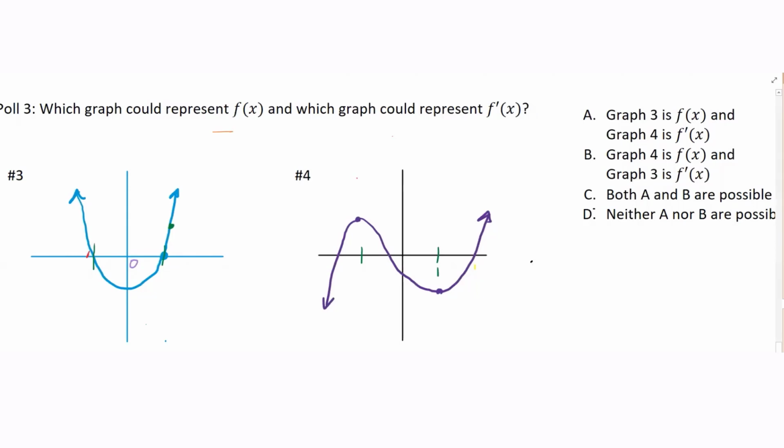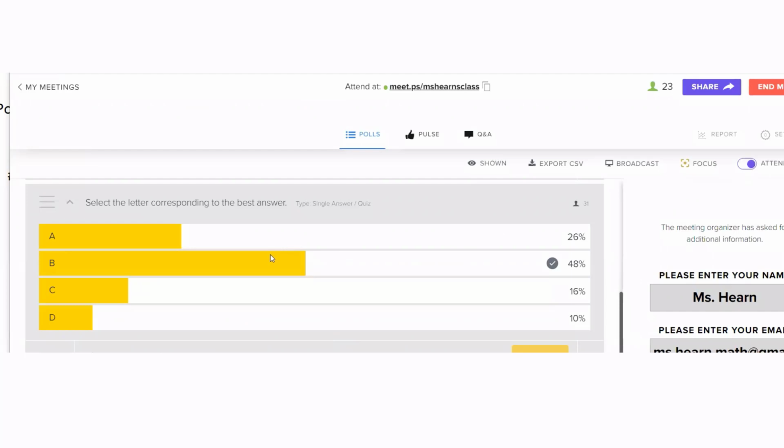I think on this one, it's really helpful to think about where they have slopes of 0. Remember, when the graph turns around, you get a slope of 0 there. So focus in on that. Okay, so the most popular option was B, and that was correct. Good job. But there's definitely some confusion on it. So let's take a look.